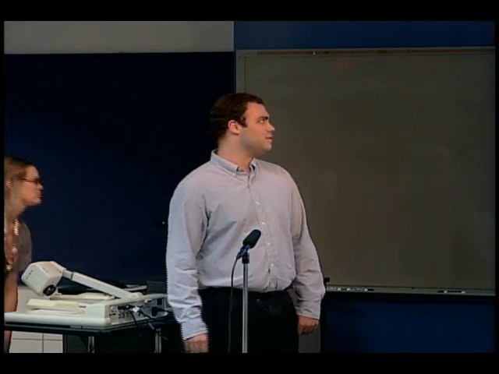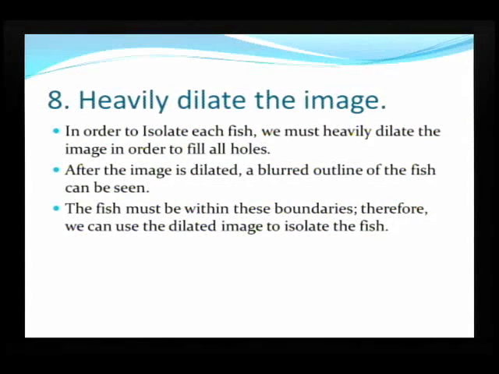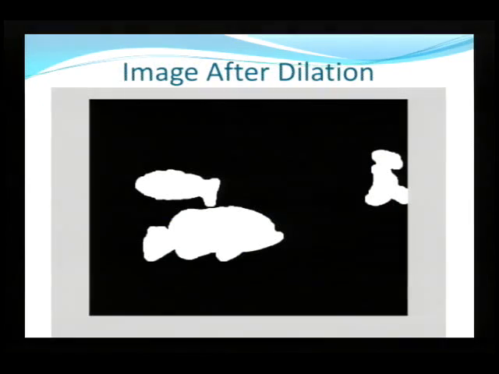For my method, I used dilation in order to isolate the fish. So first I heavily dilated the image to fill in all the holes, and then after the image was dilated, a blurred outline of the fish could be seen. The fish has to be within the boundaries of the dilated image, so we can use the dilated image to isolate the fish. This is the image after dilation.